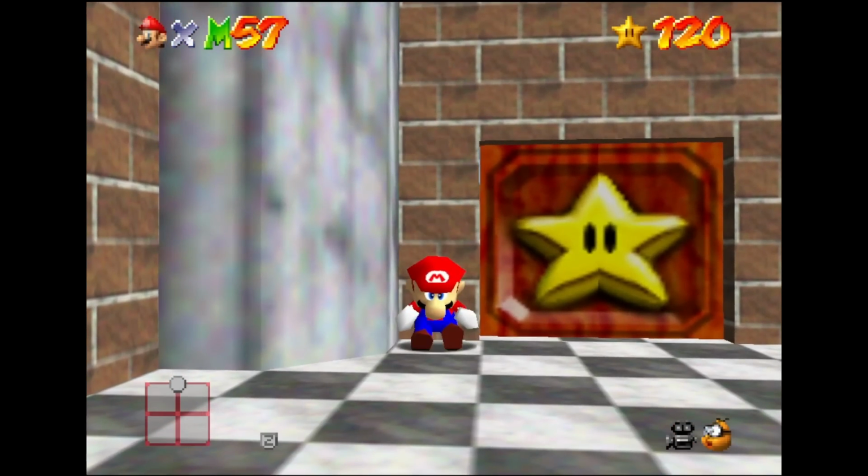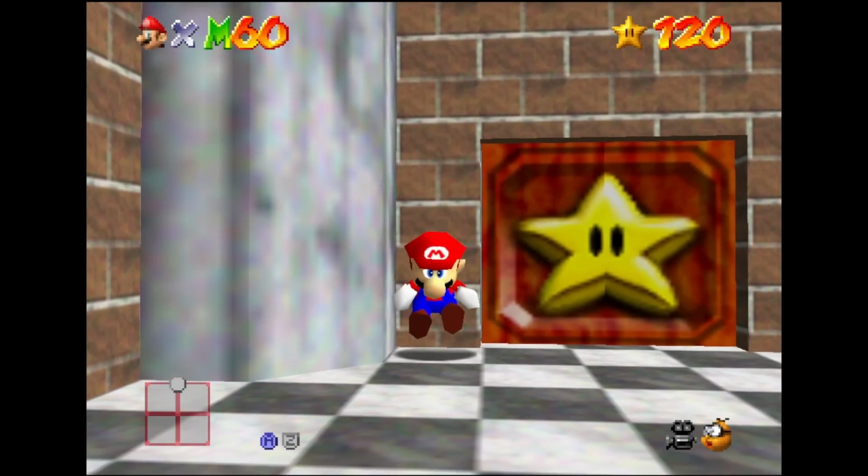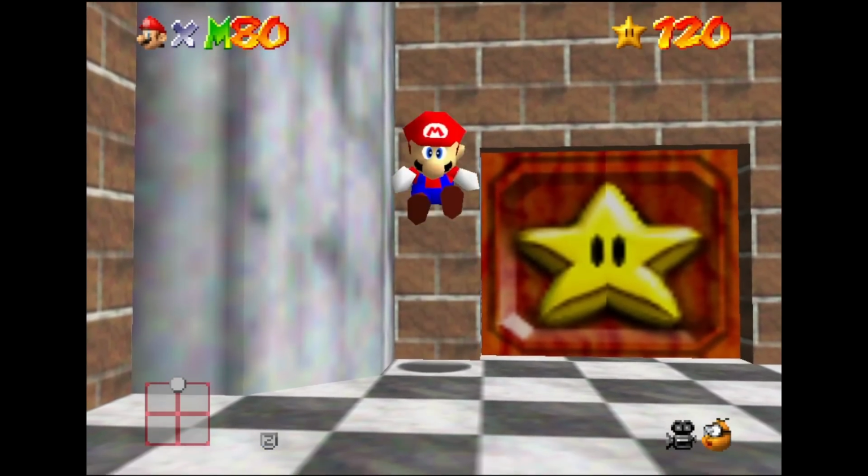In this case, I landed with only 57 speed, so I needed to get a 1st frame jump here in order to gain speed. Thankfully I got it and eventually was able to get through after just 18 jumps.